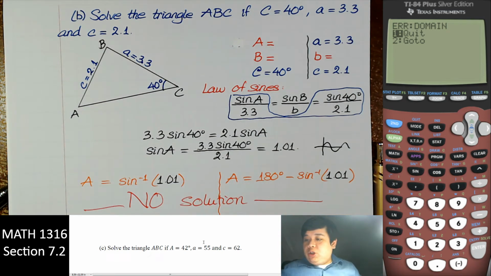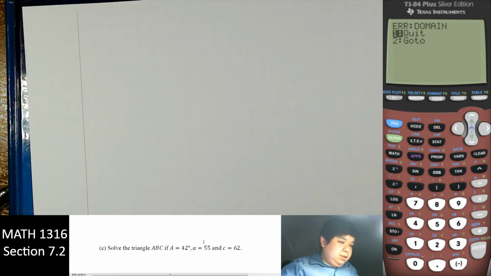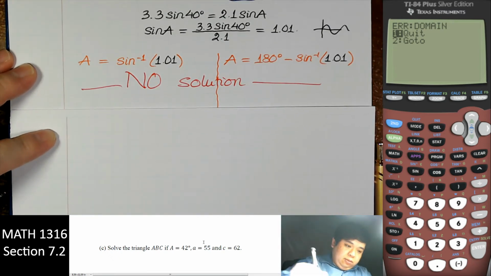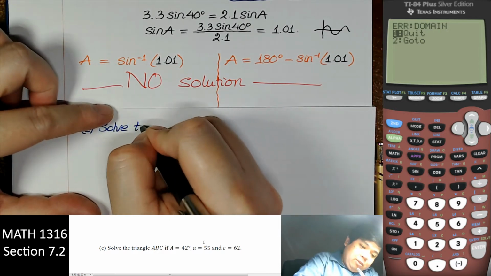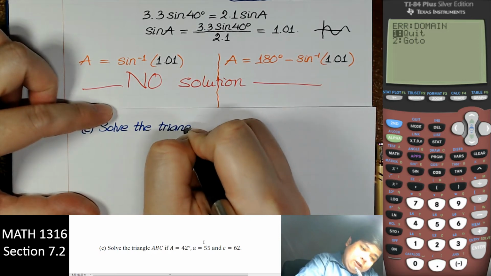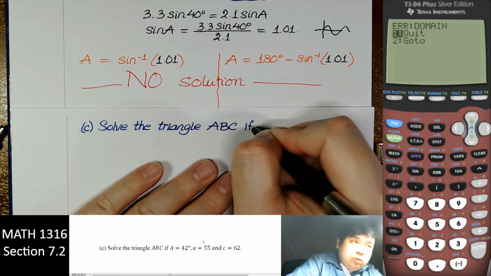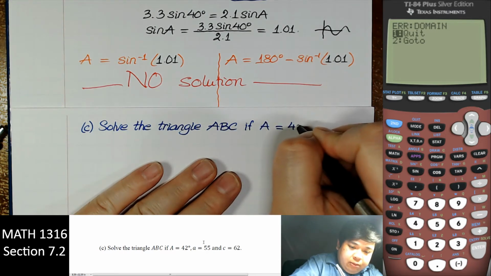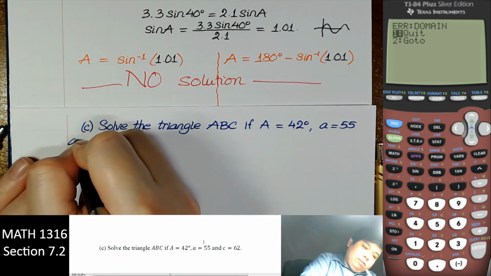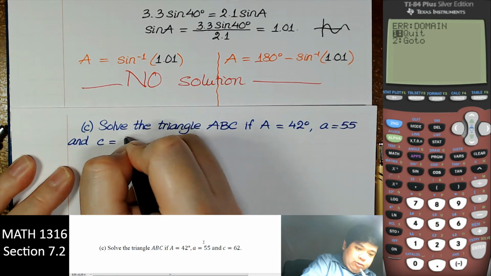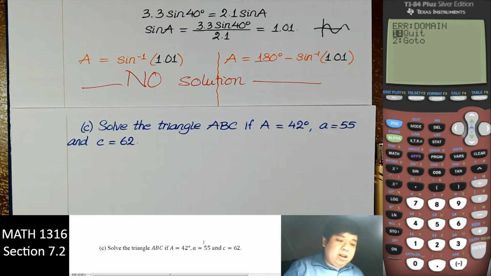Right. I'll go to the next example. Solve the triangle ABC, if A is 42 degrees, little a is 55, and little c is 62. Big A, little a, law of sines.